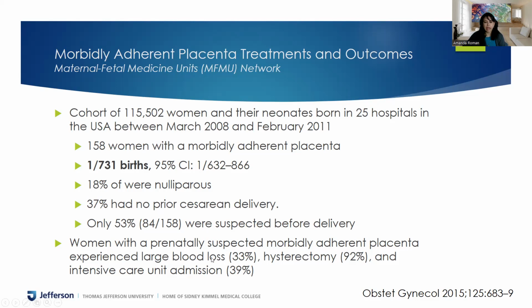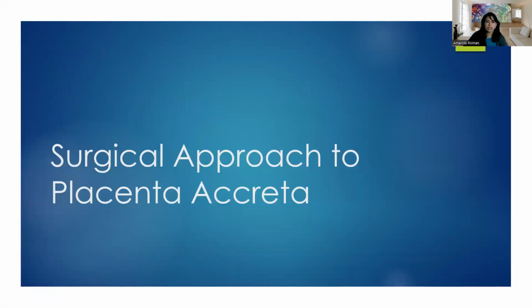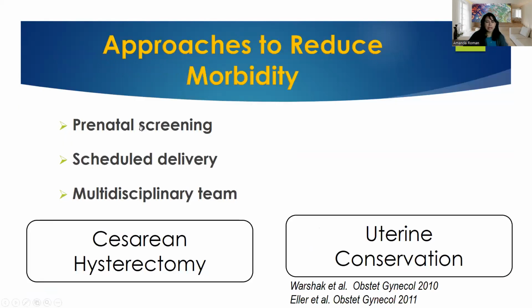And of course, they have large blood loss, hysterectomy, and if you're not prepared for the care of the patient, then a higher chance to end up in the ICU. So this is the surgical approach that is recommended. The good placenta screening. So always when you're doing any sort of ultrasound, look, where is the placenta? Schedule delivery and have a multidisciplinary team. And you can either go with immediate cesarean hysterectomy or trying to do some uterine conservation, but be ready in case you cannot do it.